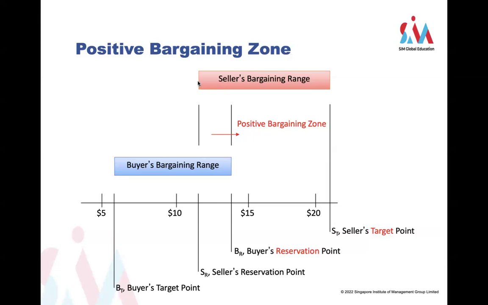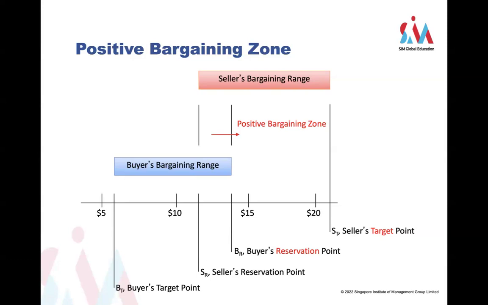Now, from the buyer's perspective, imagine you are the buyer right now. Naturally, you want to buy the product at the lowest possible price. So the buyer's target point in this scenario is, let's say, $6. What about the buyer's reservation point? You are willing to pay up to $14 for this product. The region between the buyer's target point and the buyer's reservation point will become your bargaining range. I'm just going to pause here for a few seconds for you to internalize this idea.